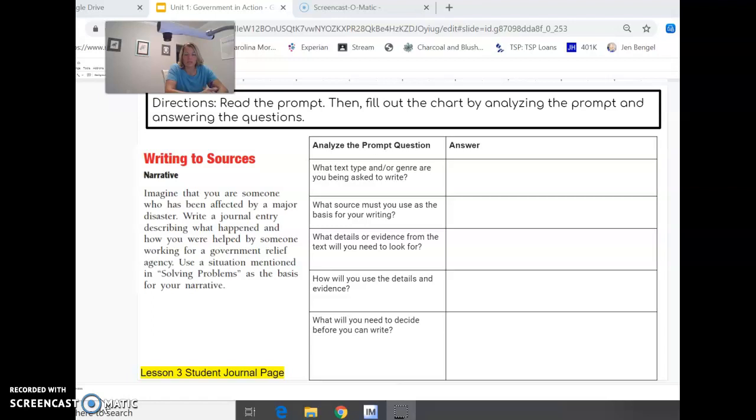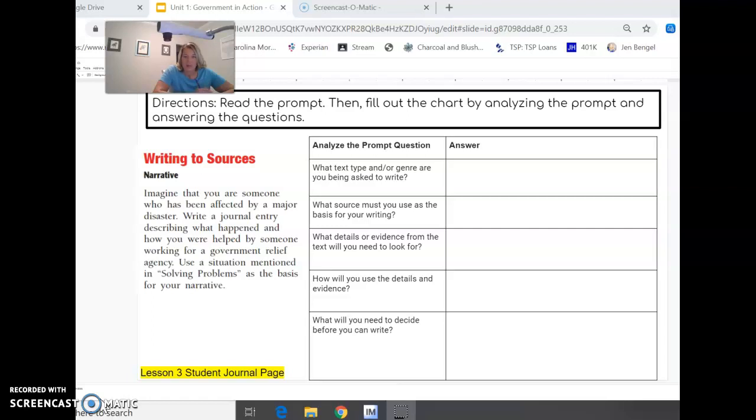So our focus today will be writing, but using the reading text that we've been using to help support what we're writing. So our writing prompt for this writing exercise is: imagine that you are someone who has been affected by a major disaster. Write a journal entry describing what happened and how you were helped by someone working for a government relief agency. Use a situation mentioned in Solving Problems as the basis for your narrative.